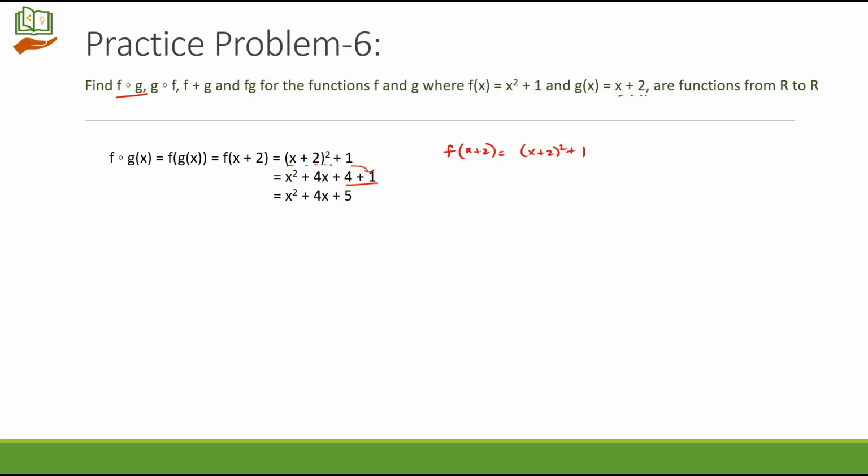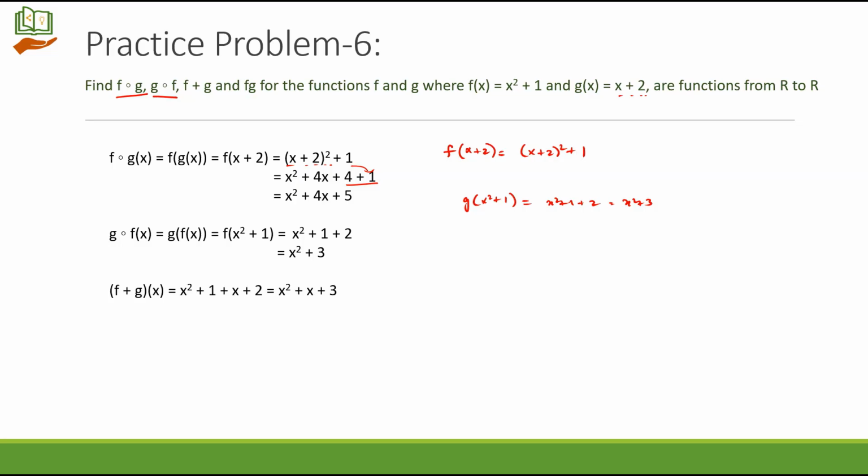What about composition of g and f? We will have g of x square plus 1. So what is the function? It is just x plus 2. So x square plus 1 plus 2, which will give x square plus 3. This will be the composition of g and f. Now what is f plus g? You have to add both. This will be x square plus 1 from f and x plus 2 from g. So x square plus x plus 1 plus 2, which is equal to x square plus x plus 3. Now what is the product? You have to multiply f and g.